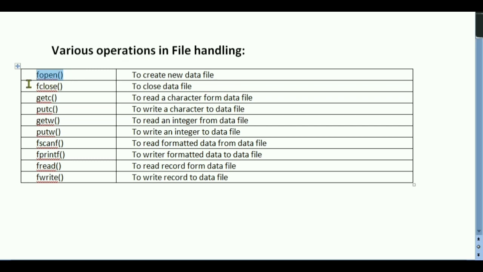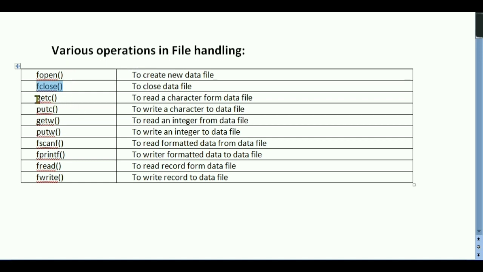Next is fclose. Fclose is simply used to close your data file. Why is it important to close a data file? If you open a data file, then you must close it, because when you leave it open, your data may be corrupted or lost in some way. So if you open the file, after you finish your work, at the end of the program, don't forget to close the open file.